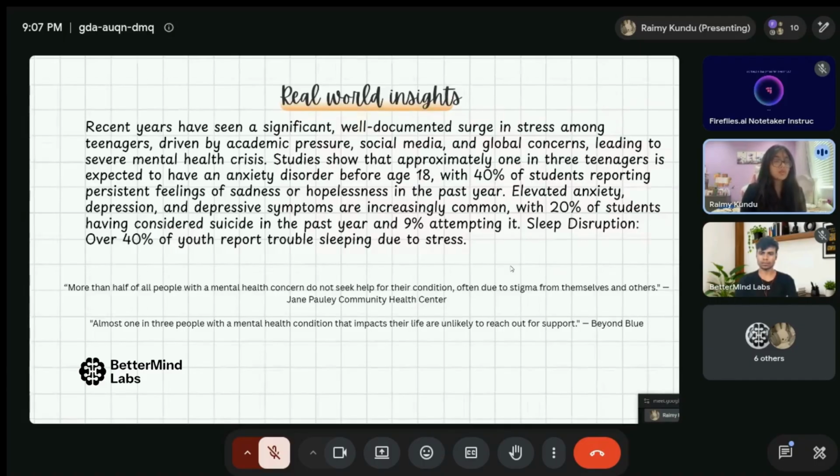And on top of this, according to Beyond Blue, almost 1 in 3 people with a mental health condition that impacts their life are unlikely to reach out for support.